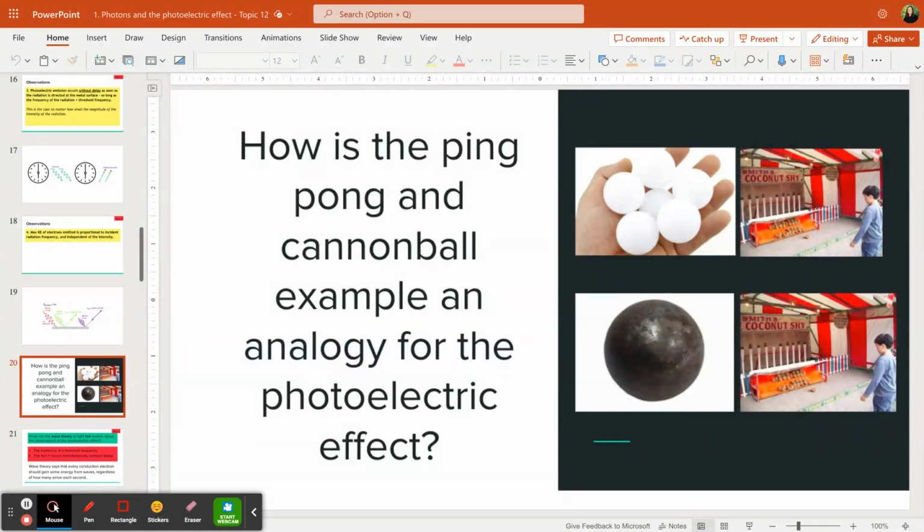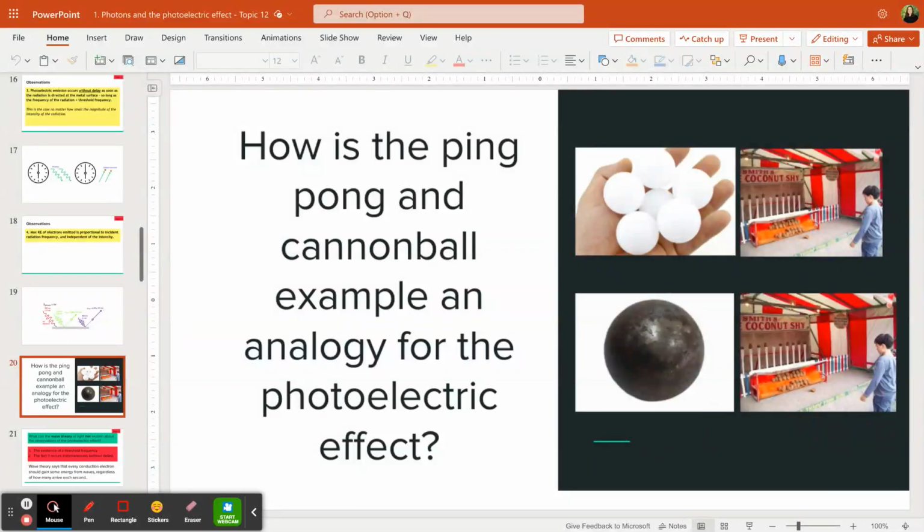So with the ping pong ball's low frequency, it doesn't matter how many of them I throw at once, nothing is going to knock the coconut off. The frequency of the light is too low to do anything. And even if I have a million of those photons, I'm not going to be able to knock the coconut off.